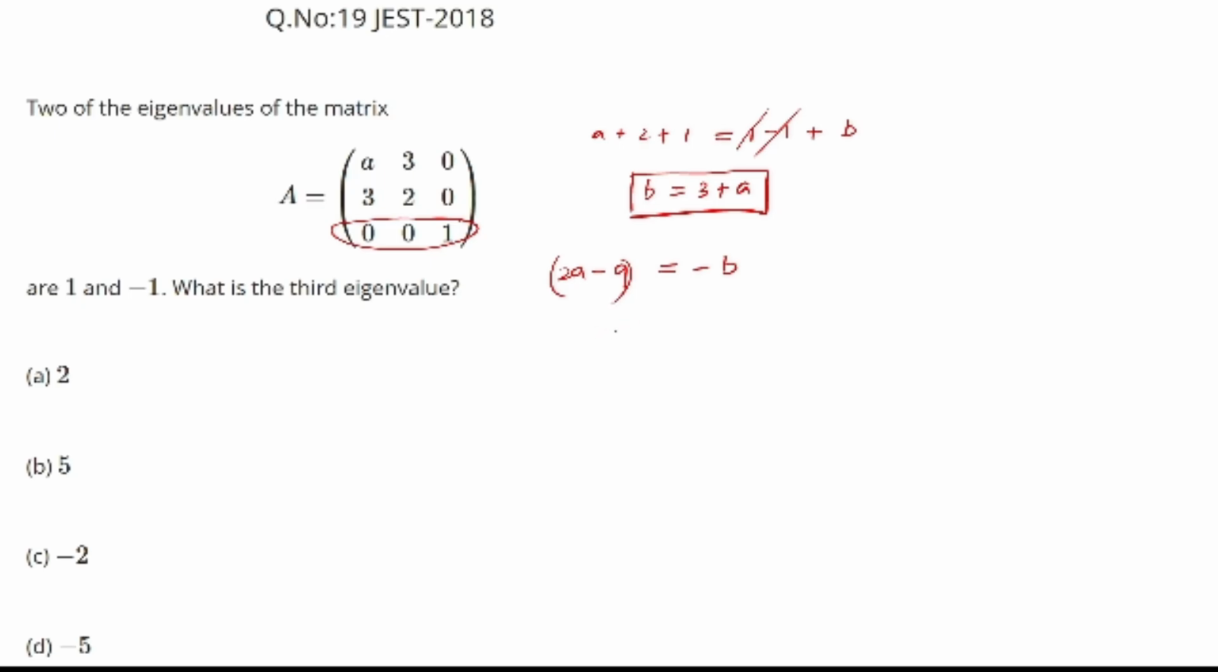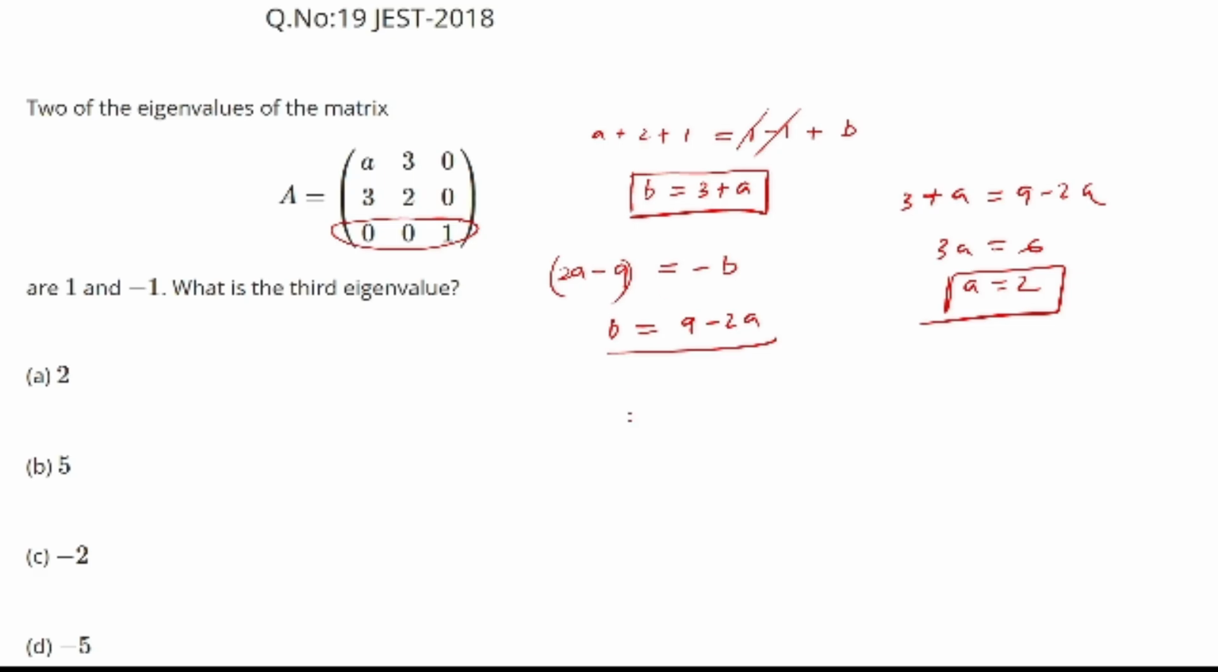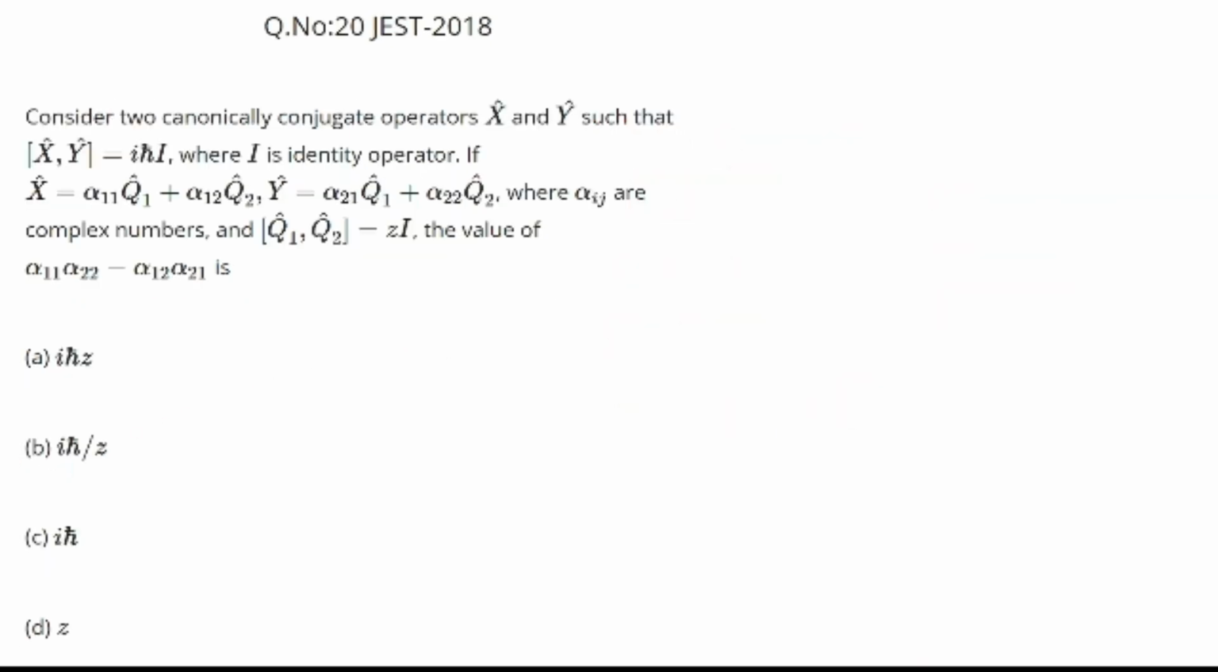that b is nothing but 9 minus 2a. Now replace the b value here, so 3 plus a equals 9 minus 2a, so 3a is nothing but 6, a will be 2. Now from here we can find the b value, 3 plus a, that is 2, so b value will be 5. So the third eigenvalue will be 5, option b.